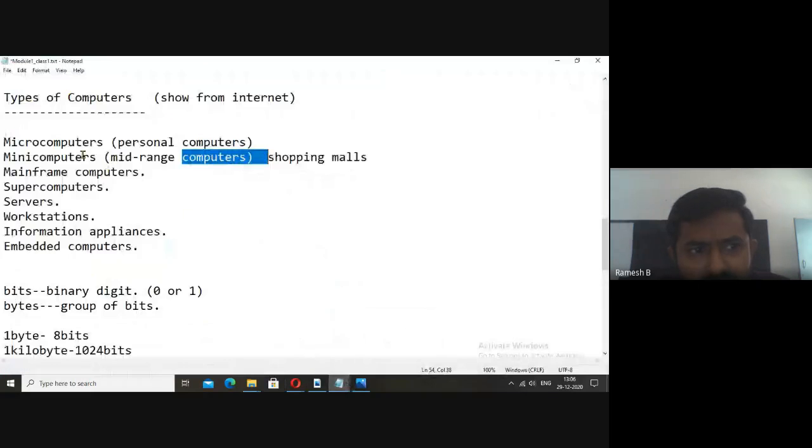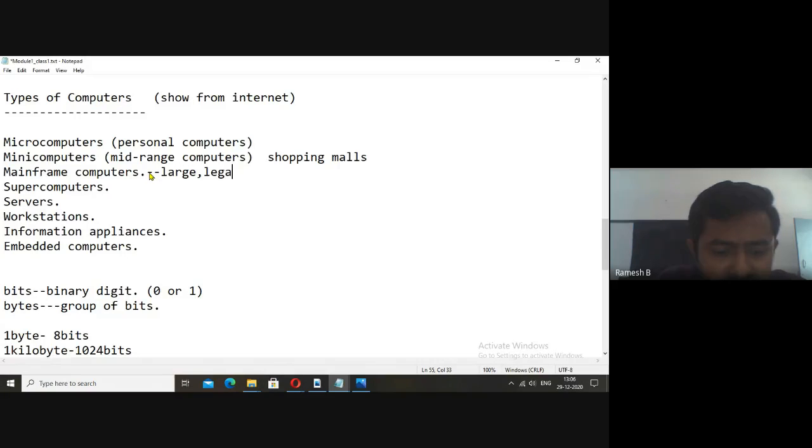The next computers are based on the size and different capabilities. Mainframe computers are very large. They are known as legacy systems, used for many years for banks. They will be used in banks because banks will have a lot of data. If you want to store a lot of data, we need mainframe computers.